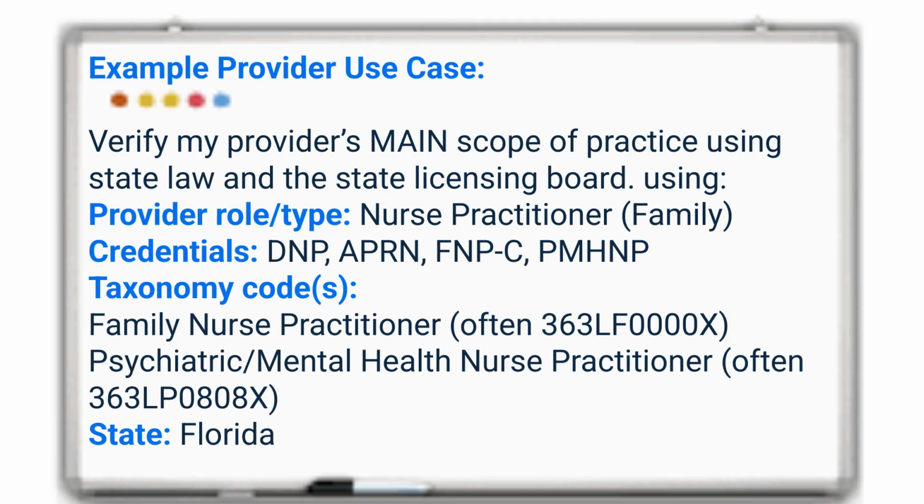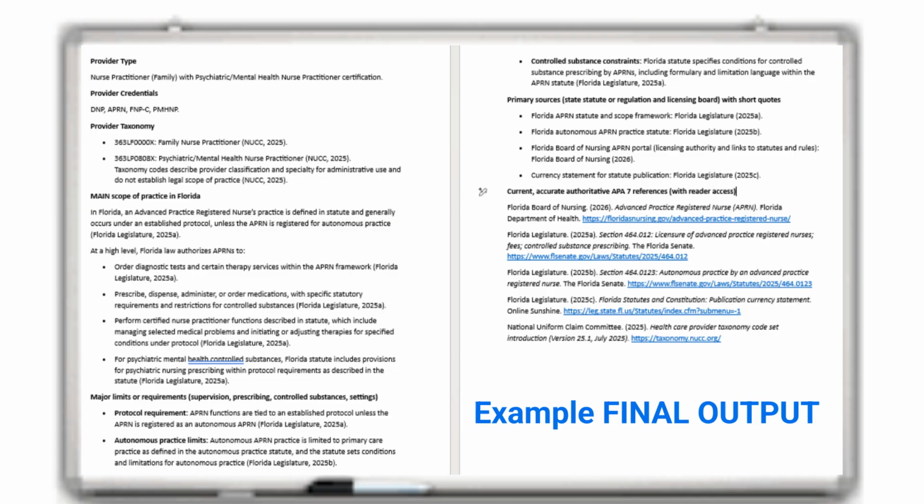Nurse practitioner, family. Credentials and taxonomy codes: family nurse practitioner, psychiatric mental health nurse practitioner. State: Florida. Final output is a confirmed listing of the family nurse practitioner, with a specialty as a psychiatric mental health nurse practitioner, with in-text citations and authoritative primary sources from the state of Florida. This instance is just one example to demonstrate the AI research and verification process.